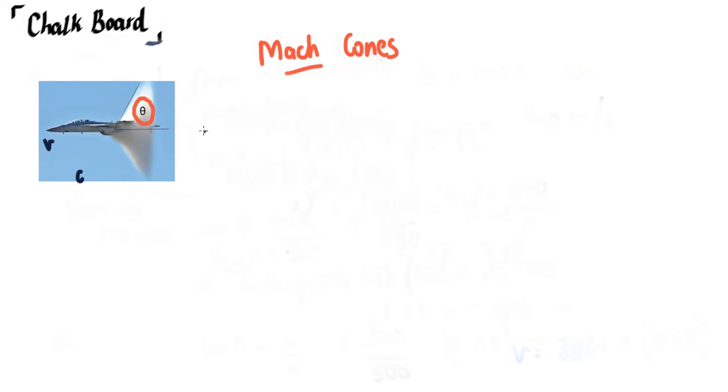So the equation we use, quite simply, is sine theta is equal to the speed of sound, which is measured in meters per second, divided by the velocity, which once again is measured in meters per second. So let's jump in and try to do a question.